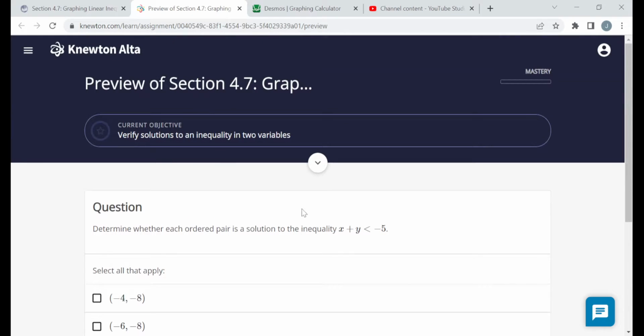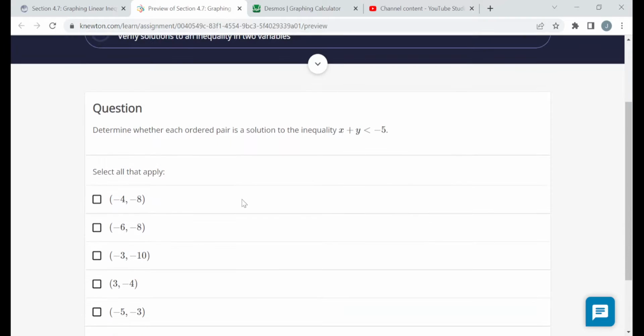Alright, so the first objective I'm looking at is verify solutions to an inequality in 2 variables. So this is just like verifying a solution of an equation with two variables. You'll be given an ordered pair and asked, does it satisfy the inequality? Does it make the inequality a true statement? Alright, so that's all I'm going to be doing in this first one here.